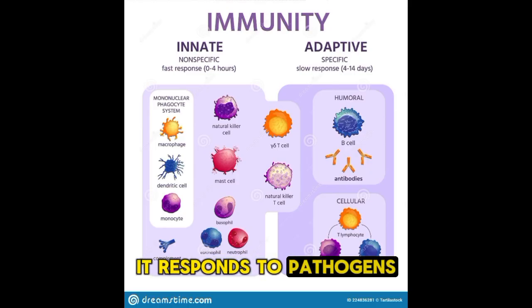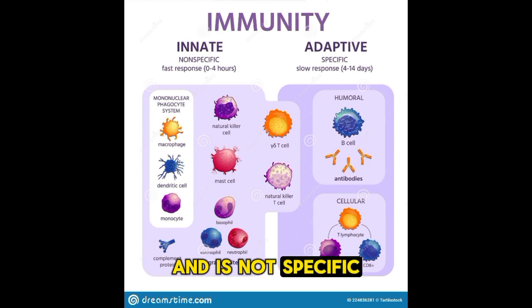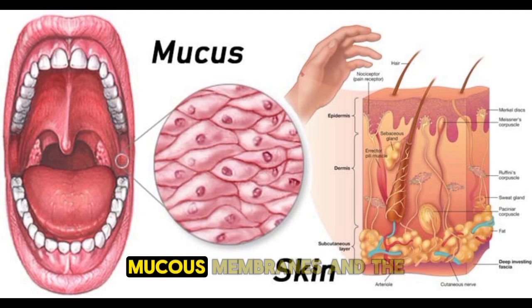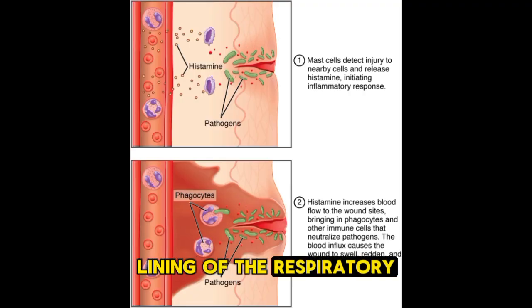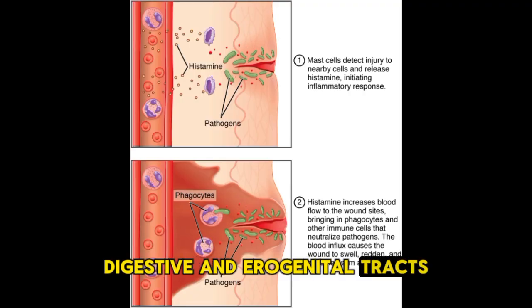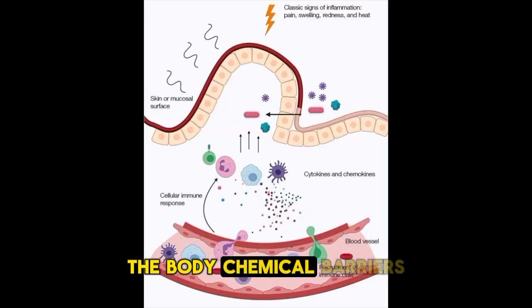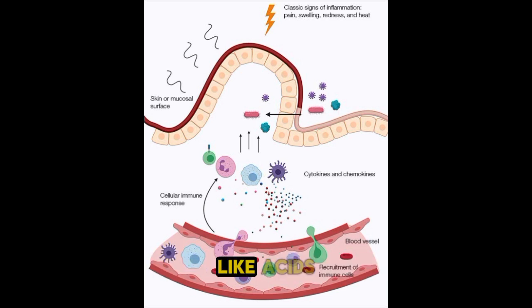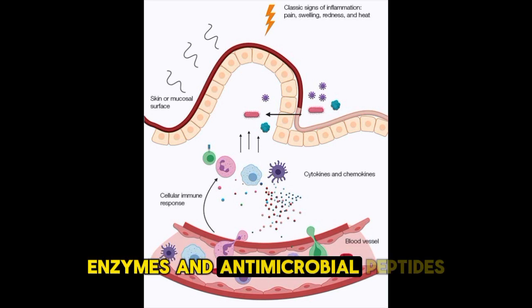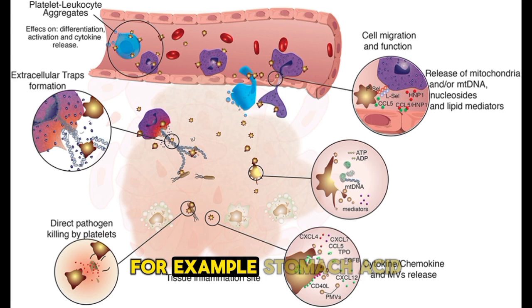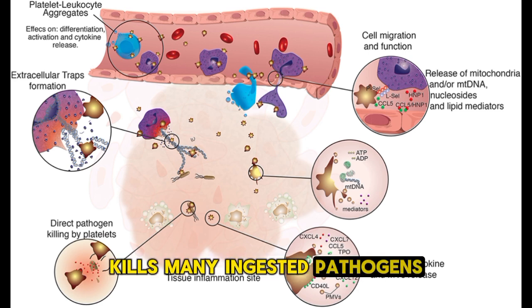It responds to pathogens in a generic way and is not specific to any particular pathogen. This system includes physical barriers. These include the skin, mucous membranes, and the lining of the respiratory, digestive, and urogenital tracts, which act as barriers to prevent pathogens from entering the body. Chemical barriers. The body secretes chemicals like acids, enzymes, and antimicrobial peptides that inhibit or destroy pathogens. For example, stomach acid kills many ingested pathogens.